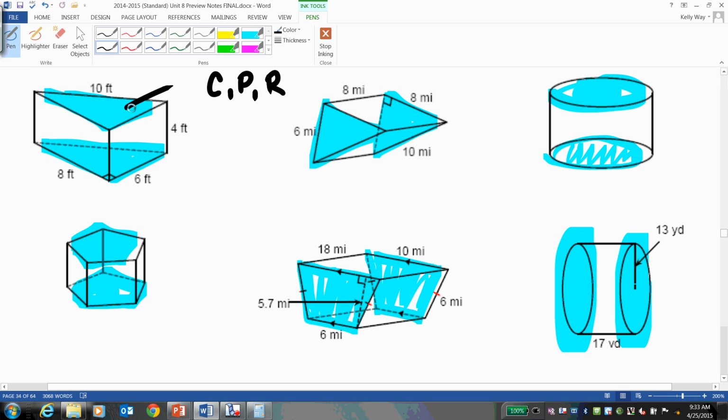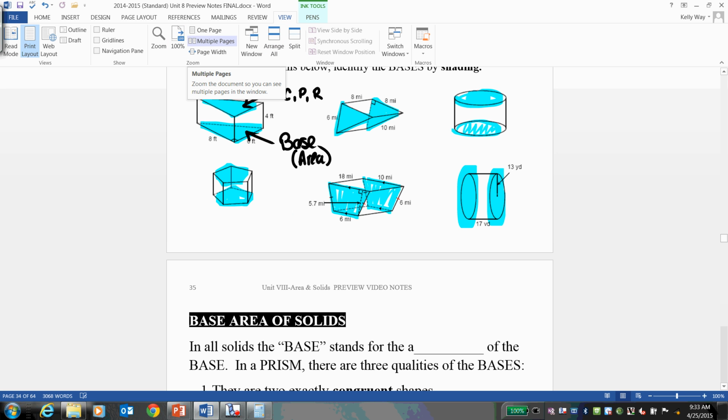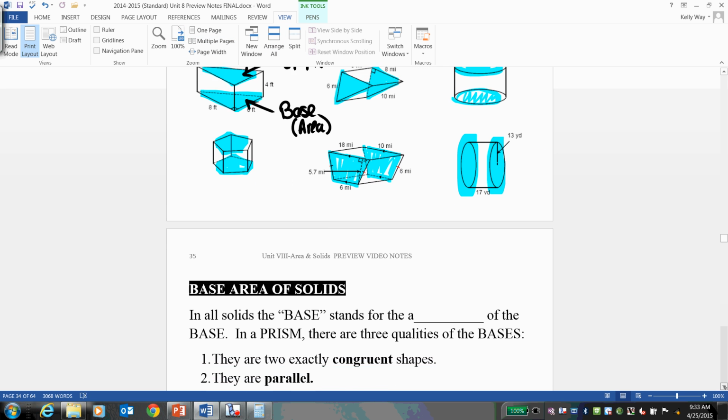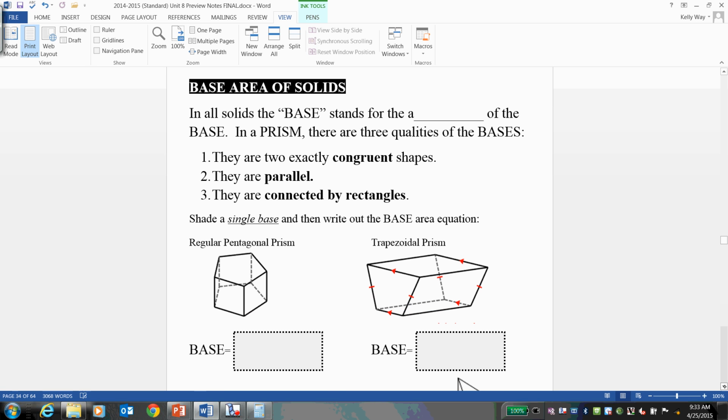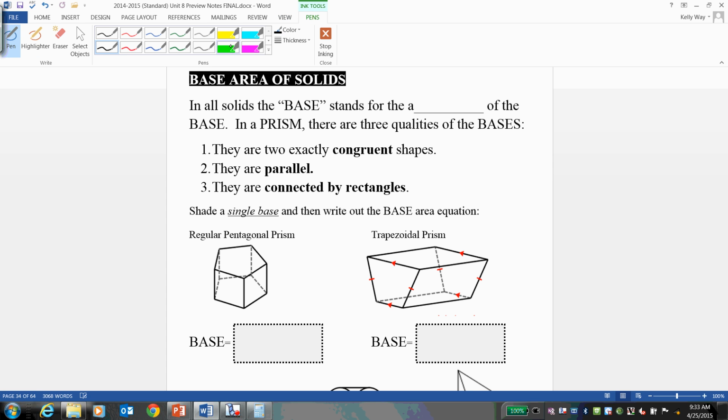Now, when I talk about the word base, I'm always going to be talking about the area of the base. So the word base and area are actually equivalent. In all the equations you're going to learn, when you see the base, which is always going to be a capital B, that capital B stands for the area of the base.